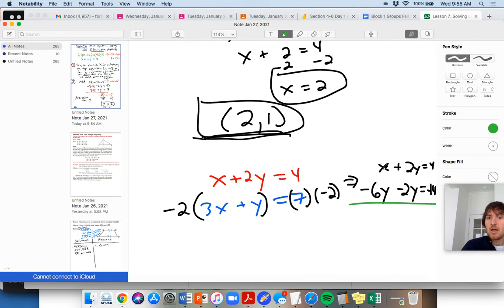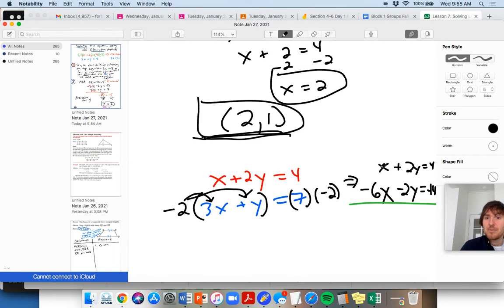Check this one out here. This should have been, why did I put negative 6? Oh, yeah, negative 6x is what it should have been here. Sorry. Negative 2 times 3x is negative 6x. Negative 2 times y. Remember, you're distributing here. Distributive property of multiplication over addition. Negative 2y and then negative 14 here.